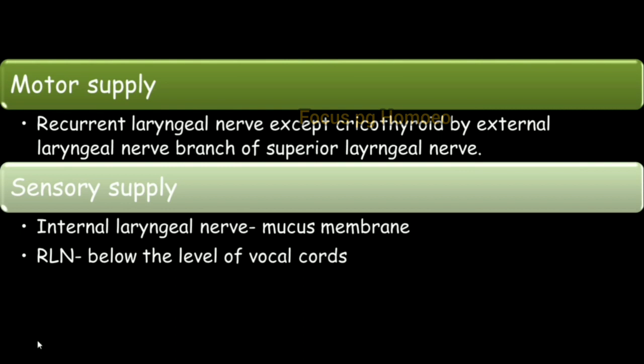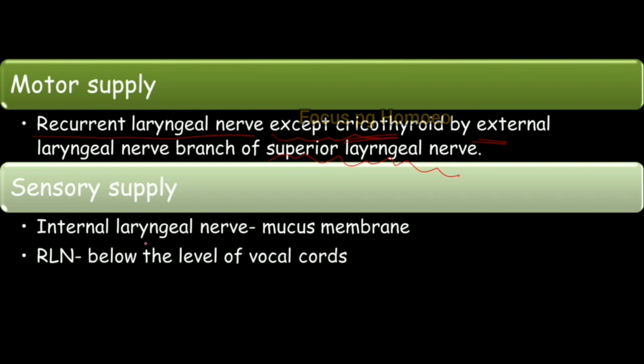And this is regarding the nerve supply. Here we all know there is one common exception: all the muscles are supplied by recurrent laryngeal nerve except cricothyroid, which is supplied by superior laryngeal nerve. This is more and more important. You can remember both the nerves. The cricothyroid is supplied by external laryngeal nerve, which is a branch of superior laryngeal nerve.